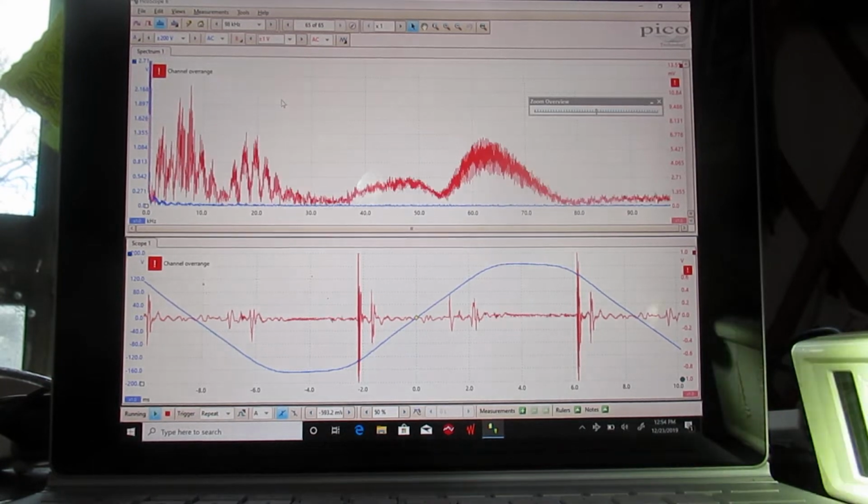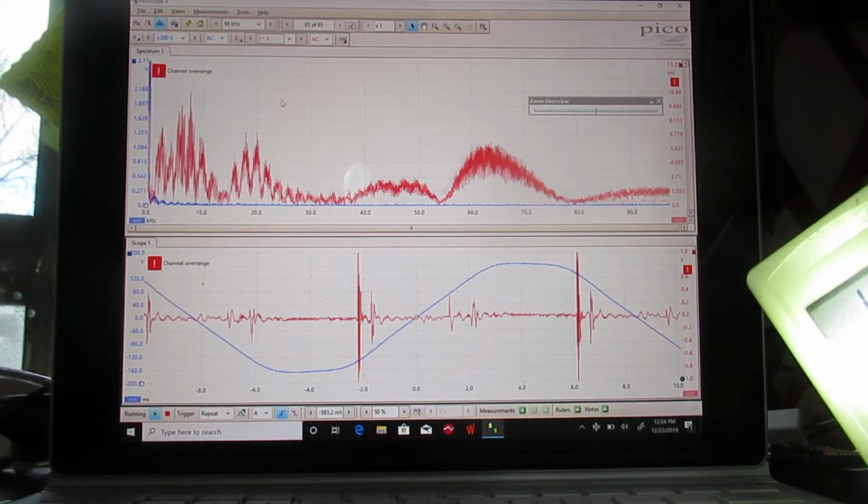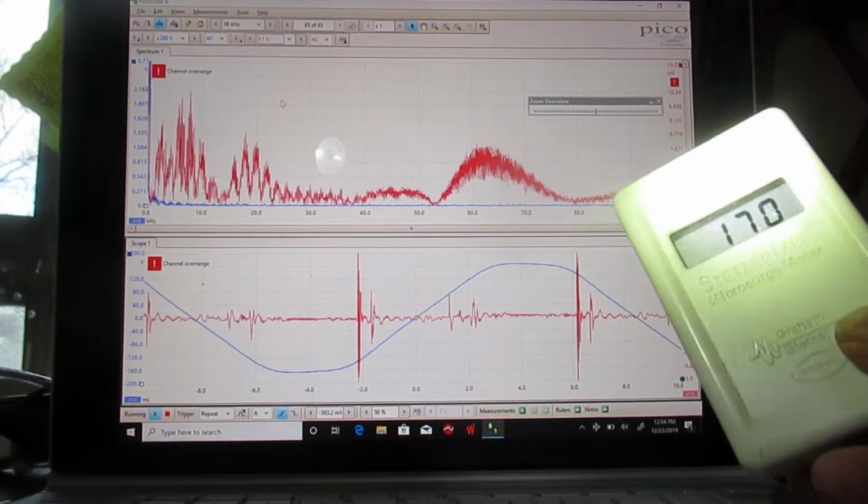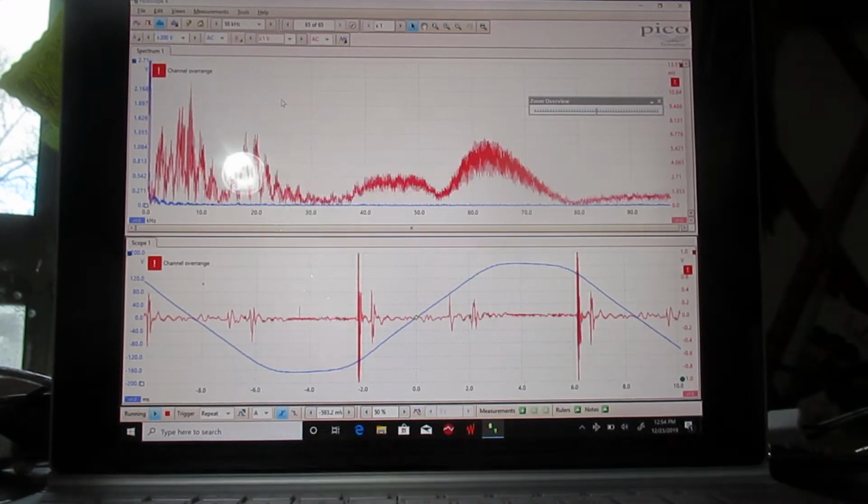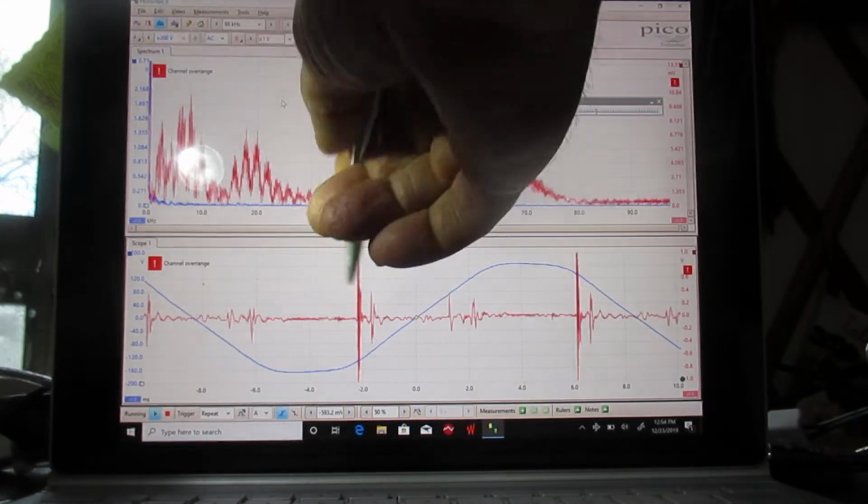Okay, so now we're down to 170 instead of 1,100. This is the base level we found when we moved onto the property this morning. And this is most like a dimmer switch here.